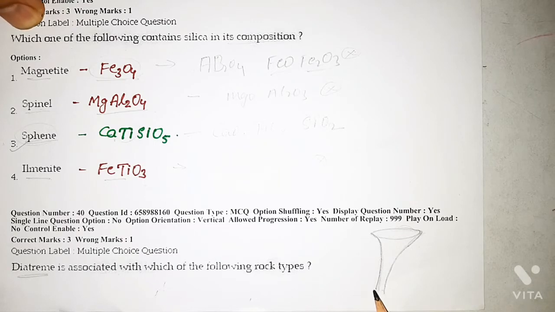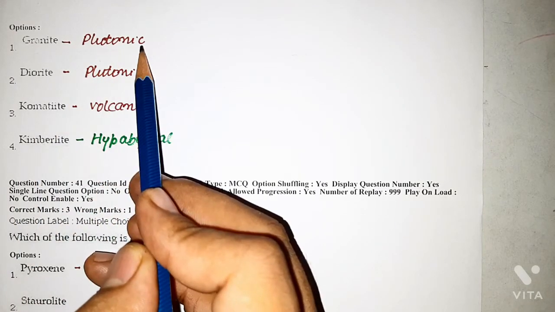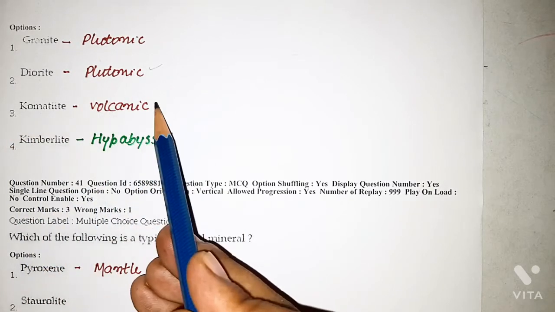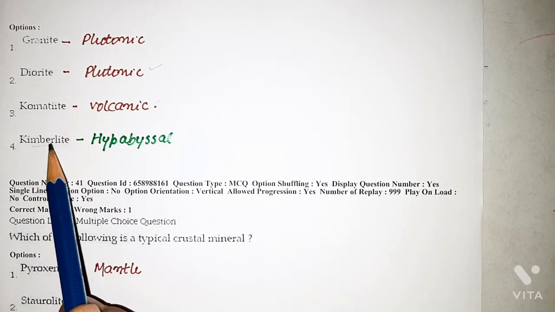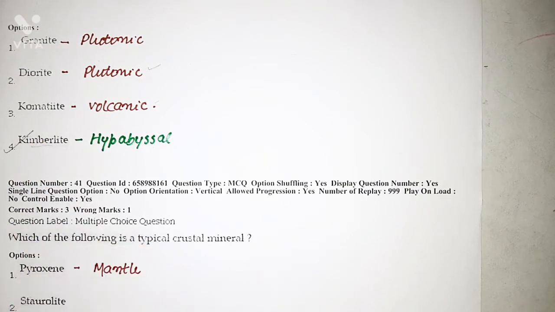Now let's check the options. First one is granite, and you know granite is a plutonic rock. Next is diorite. Diorite is also a plutonic rock. Komatiite is a volcanic rock. But kimberlite is a hypabyssal rock. And you know diatremes are transitional into hypabyssal rocks like kimberlite and orangeites. So diatremes are associated with kimberlite rock. So the correct answer will be kimberlite.